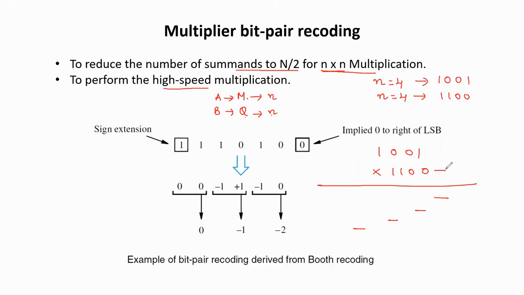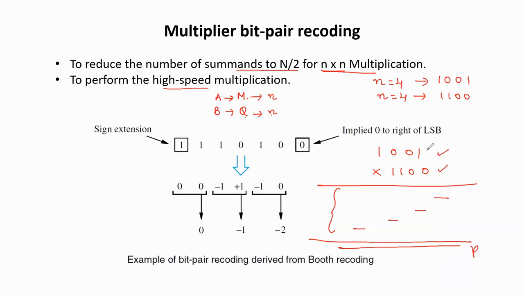If the number of bits in the multiplier is increased, then the number of summands also increases. After finding all the summands, we add these values to get the final product as the result. Now this is the procedure of the multiplication process of two numbers.